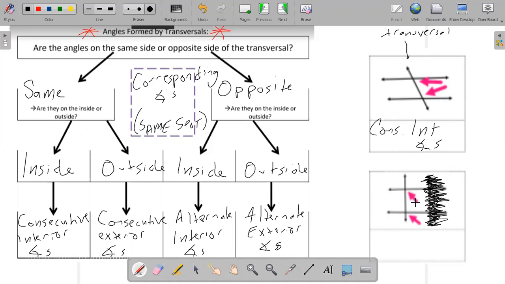Now here, how would you describe what's going on? Are they on the same side or on opposite sides? Remember, this is the transversal right here. Aren't they on the same side? Yep, that's okay. They're on the same side.